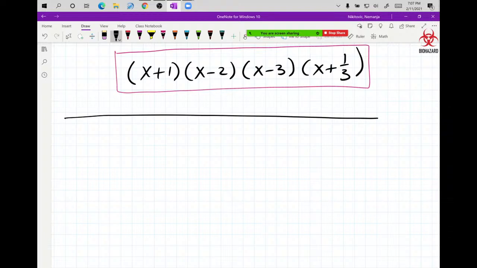Now, one more concept here, and we are done for the night. We'll pick up next week.